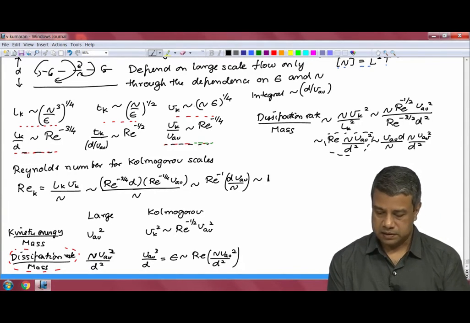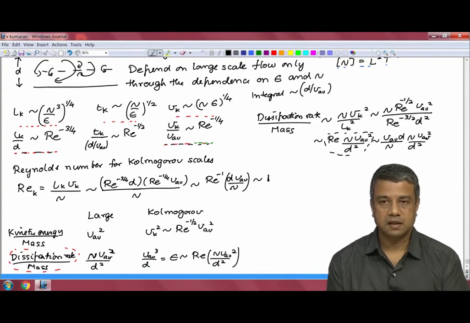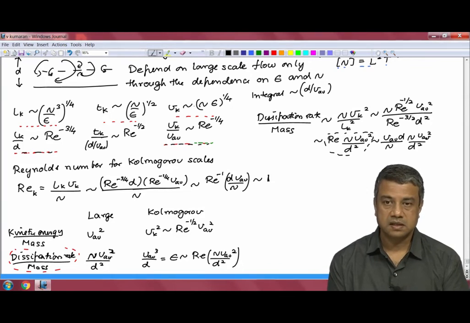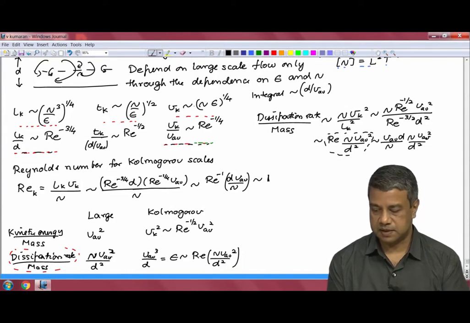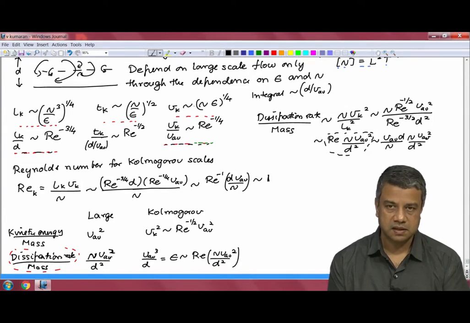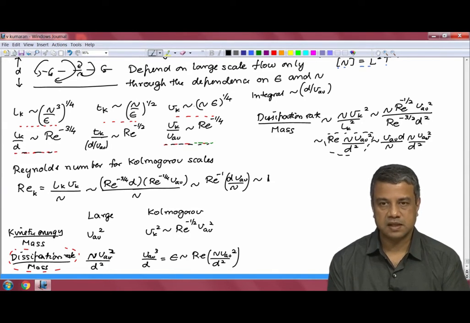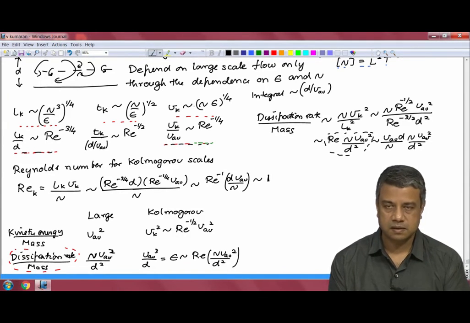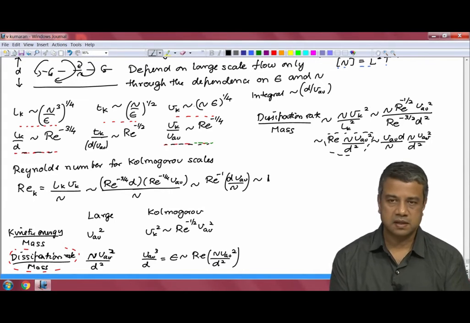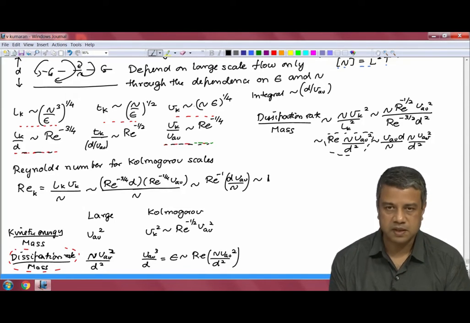So, this is the picture. The kinetic energy per unit mass is primarily in the large scales. The kinetic energy per unit mass in the small scale is Re^(-1/2) times the kinetic energy per unit mass in the large scale. Therefore, most of the kinetic energy is in the large scale. Okay. The small scale kinetic energy per unit mass is much smaller than the kinetic energy per unit mass in the large scale.